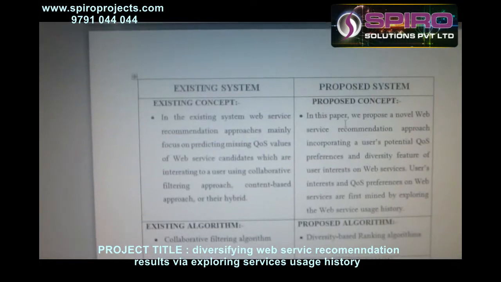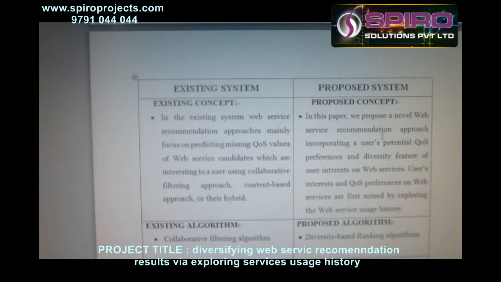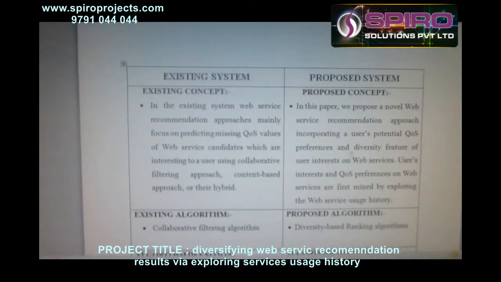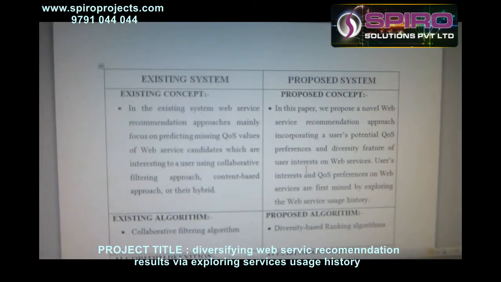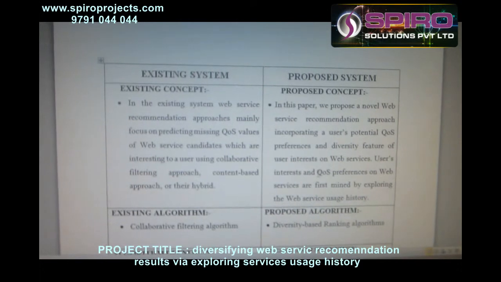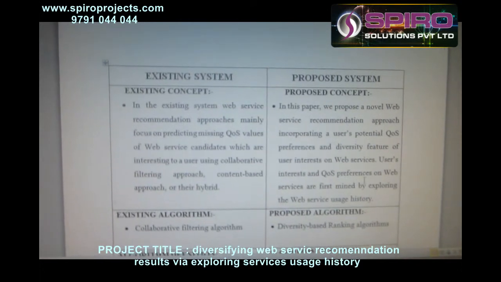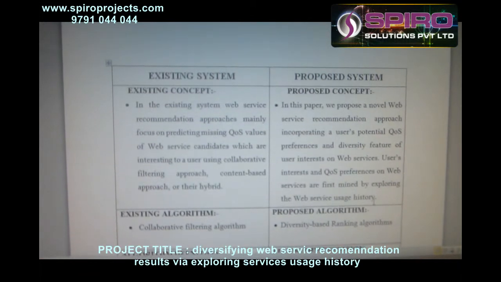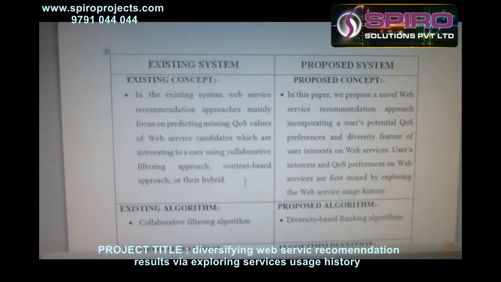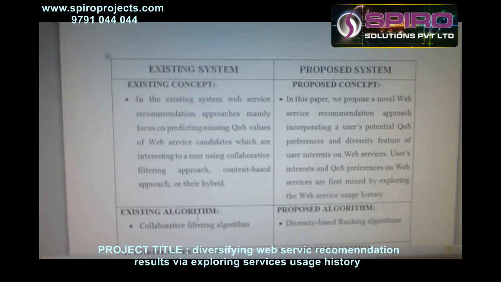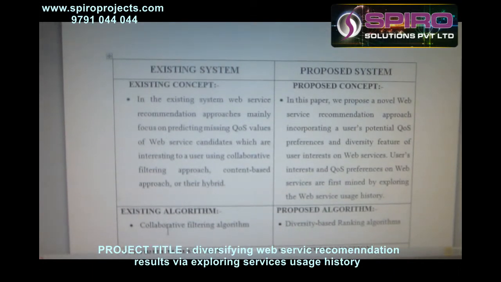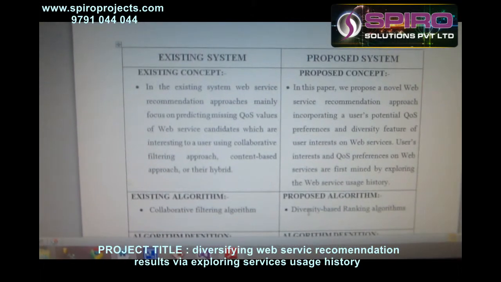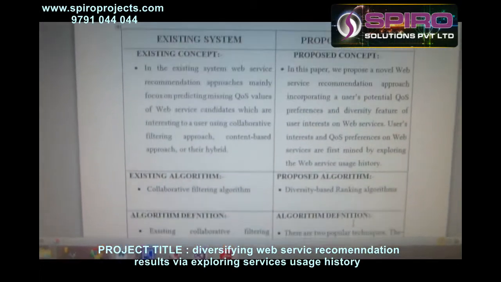In the proposed concept, in this paper we propose a novel web service recommendation approach incorporating a user's potential quality of service and the diversity feature of users' interest on web services. Users' interest and quality of service preferences on web services are first mined by exploring the web service usage history. Here we are using two algorithms. The existing algorithm is the collaborative filtering algorithm, and in the proposed system we are using the diversity based ranking algorithm.